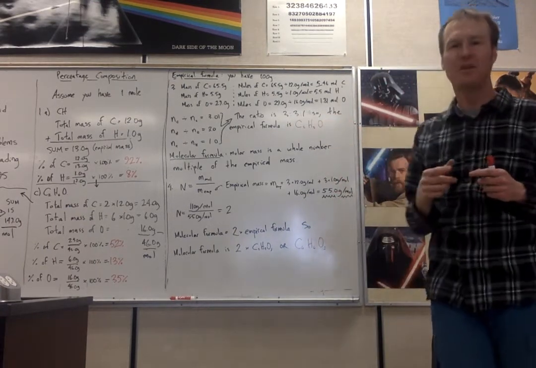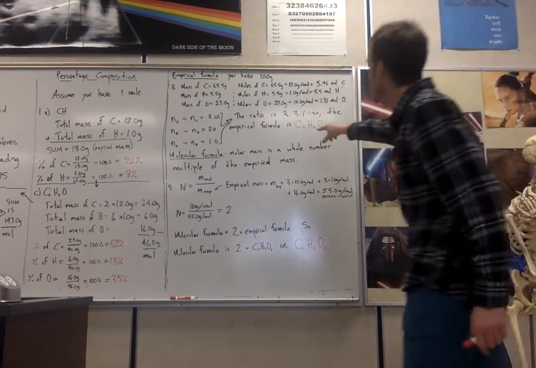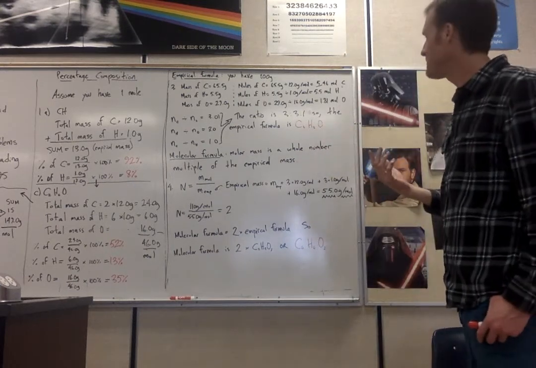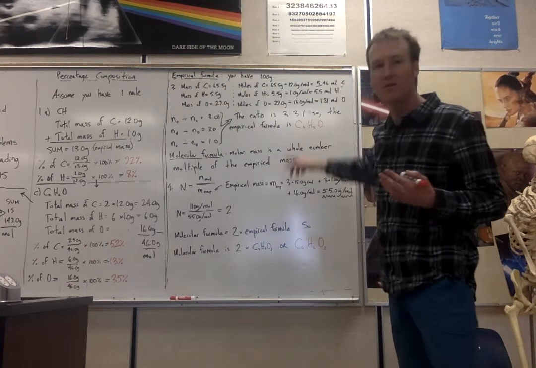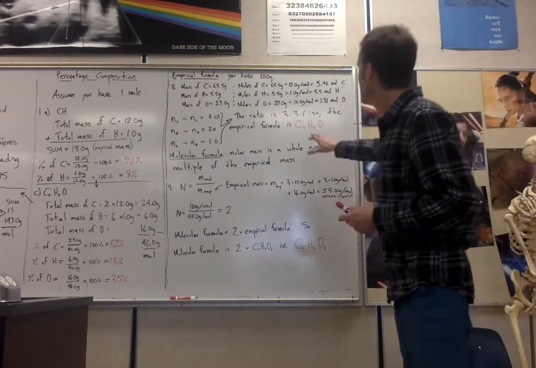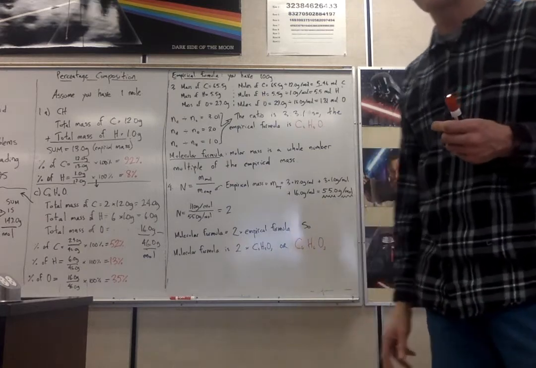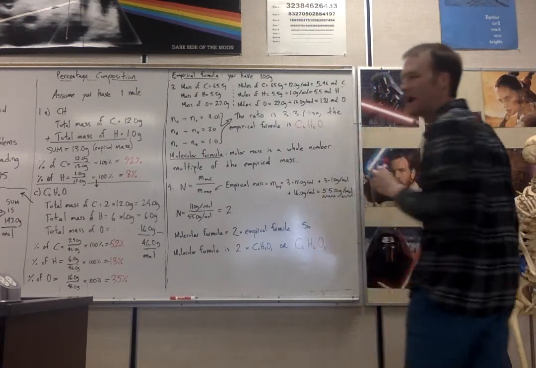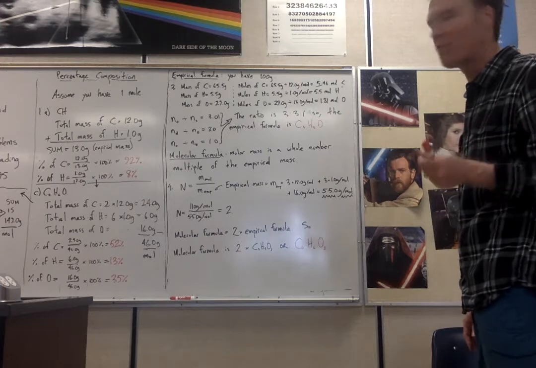So this means that our empirical formula will be C3H3O. The number of atoms within a molecule of this substance will be in a 3 to 3 to 1 ratio. It doesn't mean the molecule has 3 carbons. It means that these are the ratios of those numbers of atoms to each other. The molecule might be bigger than that. This is the simplest whole number ratio.